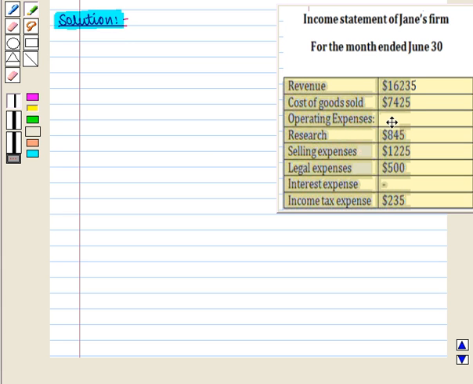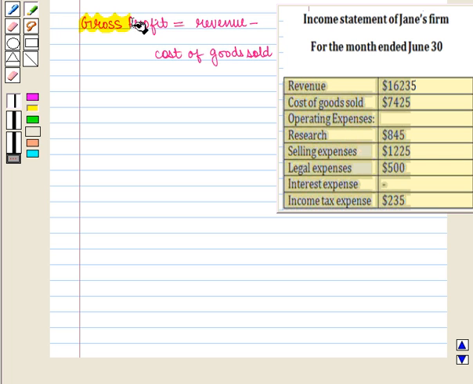Now here we are given the income statement of Jane's firm for the month ended on June 30. The firm's revenue is $16,235. Cost of goods sold is $7,425. Operating expenses include research expenses, legal and selling expenses. Research expenses are $845. Selling expenses are $1,225 and legal expenses are $500. There is no interest expense and income tax expense is $235.